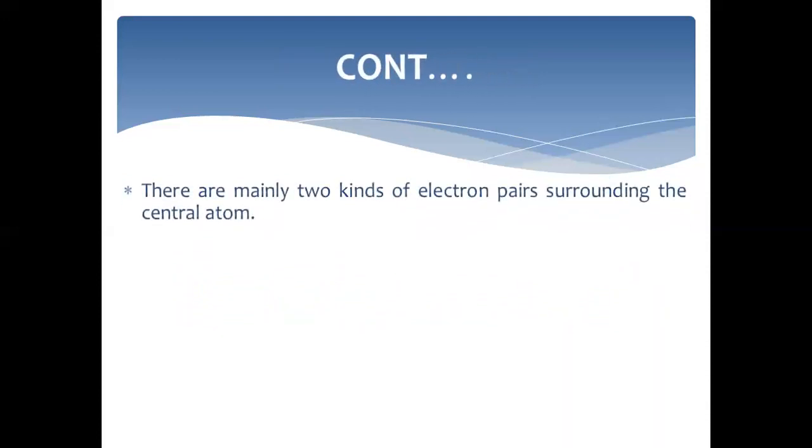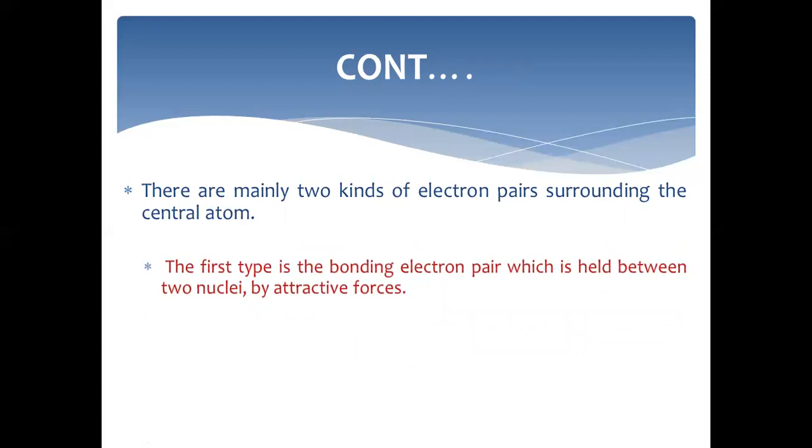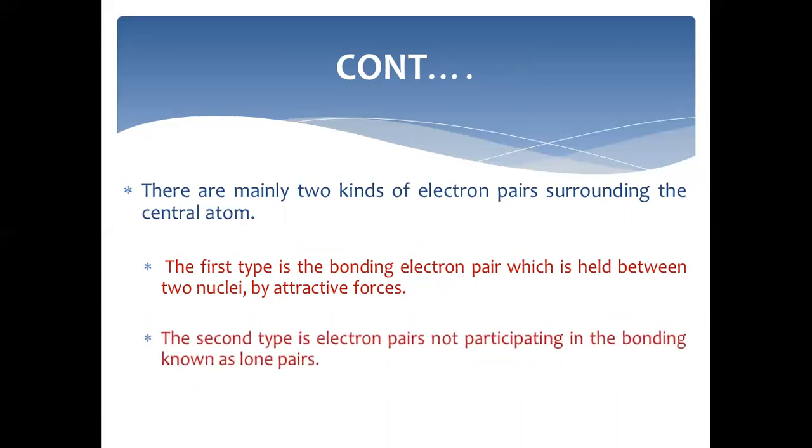There are mainly two kinds of electron pairs surrounding the central atom. You should be very careful about that. When you take a central atom, you might have two types of electron pairs. The first one is the bonding electron pair, which is held between two nuclei by attractive forces. The other is the electron pair not participating in bonding. This is what we call a lone pair.